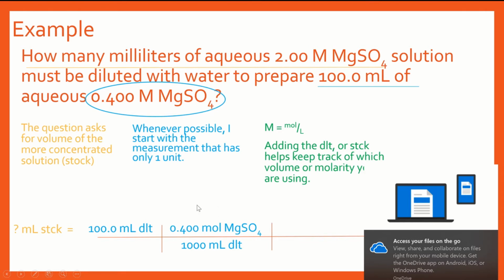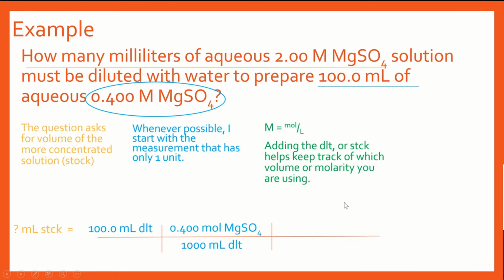Well, that's great. All right, well, we're not quite done yet. Again, we're looking for milliliters of stock. I want something that puts moles of magnesium sulfate on the bottom. I don't want that in my final answer. I'm only looking for milliliters of stock. So I want to put moles of magnesium sulfate down here to cancel it out, and milliliters of stock up on top, so that can be the unit I'm left with.